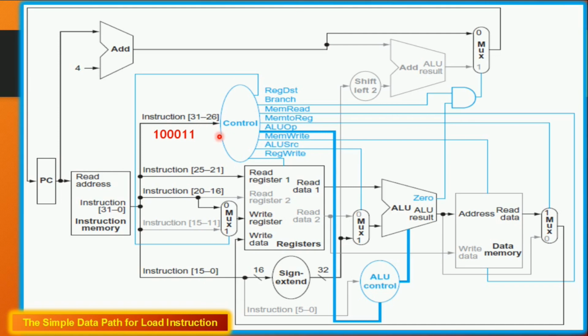For load word, I have only two registers, RS and RT. RS is my base register, RT is my destination register. So the destination register has to be chosen as RT. So I have to deassert the RegDst value. This control signal will be deasserted to choose RT as my destination register. This is not a branching instruction, so the branch signal will be deasserted.